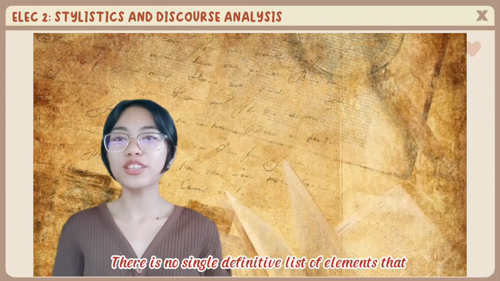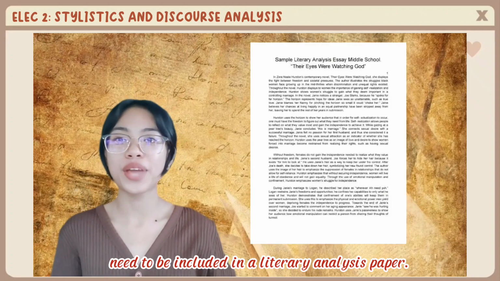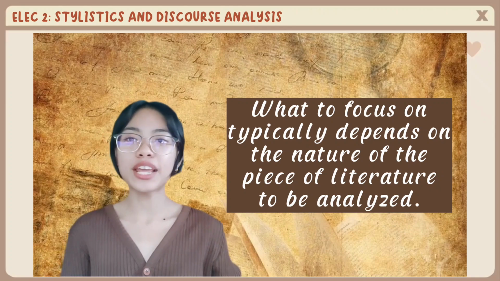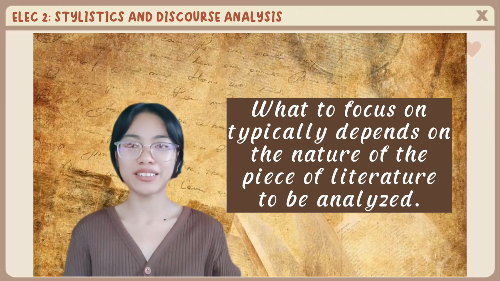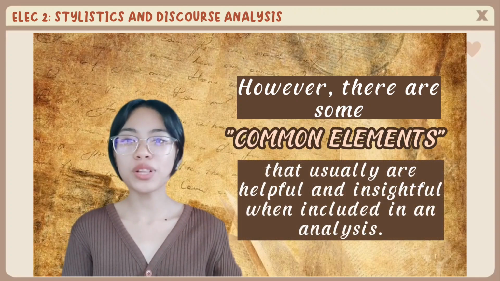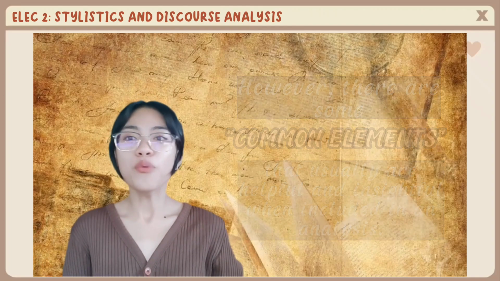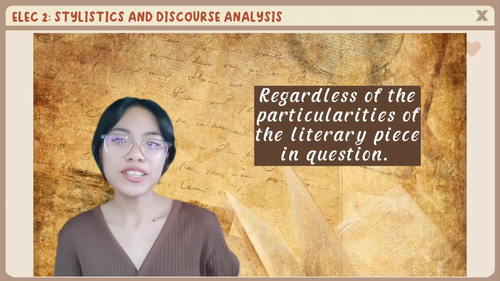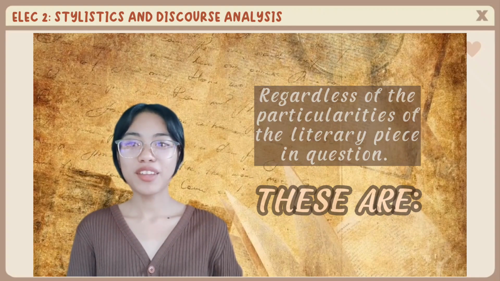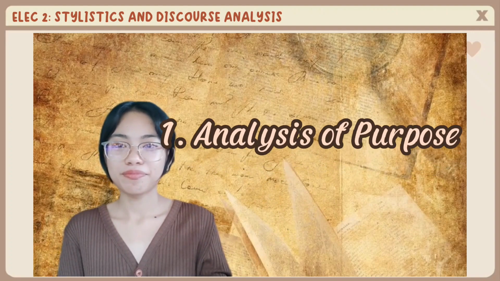There is no single definitive list of elements that need to be included in a literary analysis paper. What to focus on typically depends on the nature of the piece of literature to be analyzed. However, there are some common elements that usually are helpful and insightful when included in an analysis, regardless of the particularities of the literary piece in question. These are: number 1, analysis of purpose.